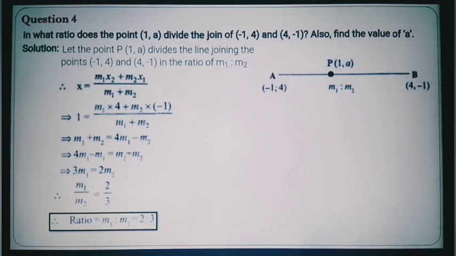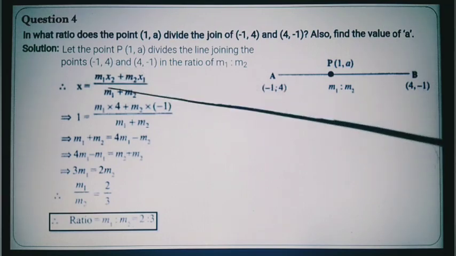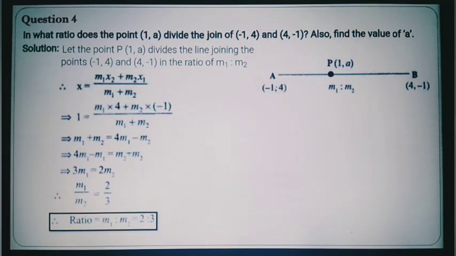Now the next part is to find the value of a. If you see here, in this problem we have made use of only this part, this formula. We have not made use of the other formula, that is y equals m1 y2 plus m2 y1 divided by m1 plus m2. So let's make use of that formula to find the value of a. Now what is y? y is the coordinate of P, that is a. So the value of y is a, and similarly m1 is known to us, that is 2, m2 is known, that is 3, right?